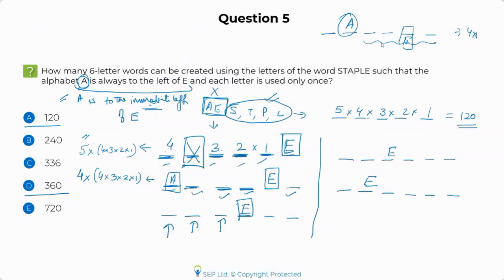Yeah, Chiranjeev, you're doing the same thing which I am doing. That's correct. What you have written is correct.